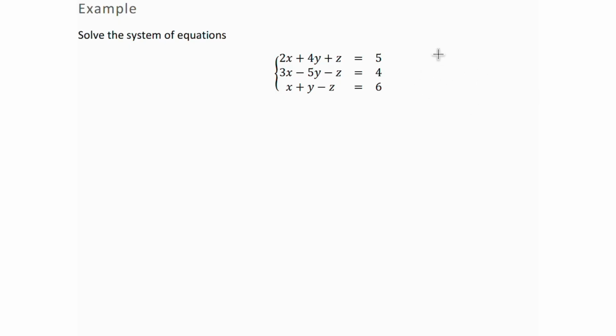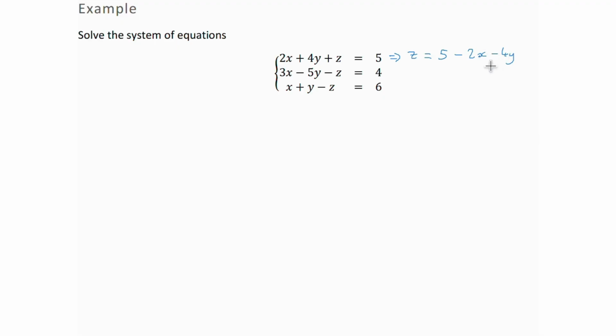So substitution involves rewriting some of these equations in the form x, y, or z equals, and then substituting that into one of the other equations. So first of all, let's rewrite one of these in that form. And I'm going to choose to rewrite this first one as z equals. The reason I'm choosing that one is because it's the easiest to rearrange into that form right now. So 5 minus 2x minus 4y.